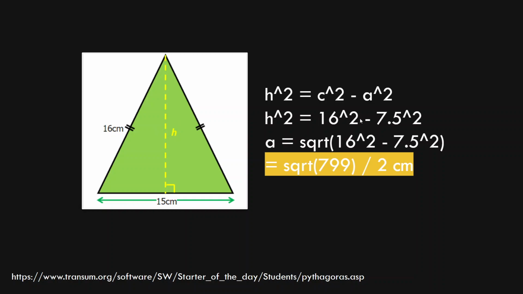And so here we can use the formula h squared is equal to c squared minus a squared. C here would be 16 because that is the hypotenuse, and a here, because we split the triangle into half, we should half the value 15 here, which is 7.5. So we substitute that in, square root the whole equation, and we get this value here.